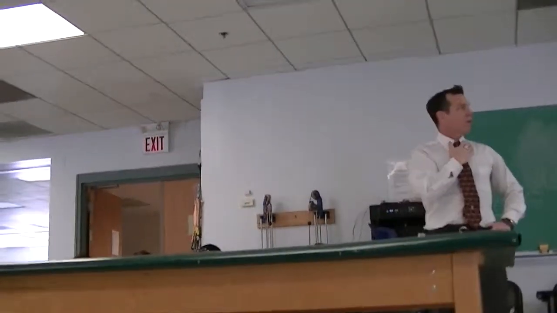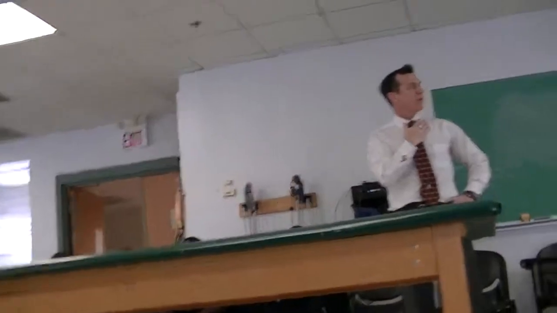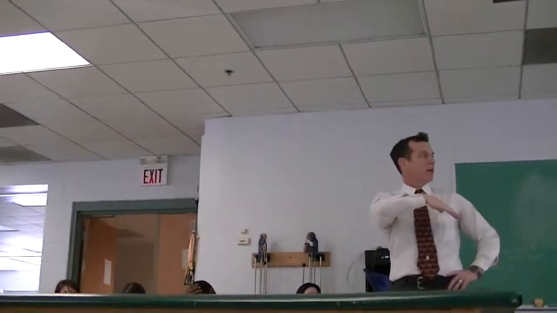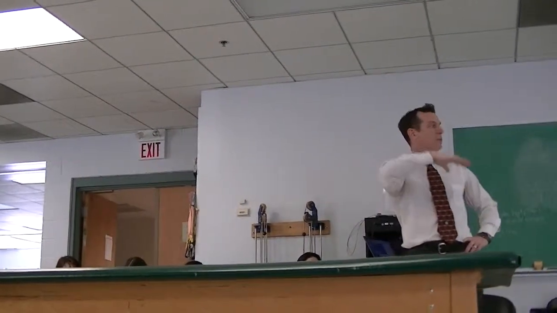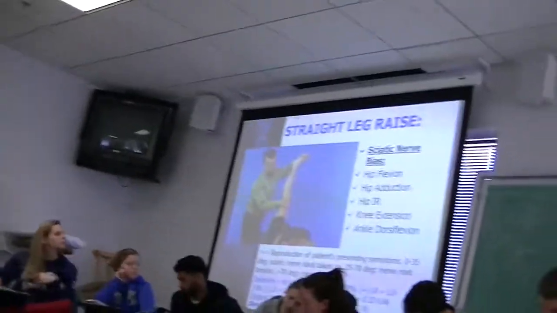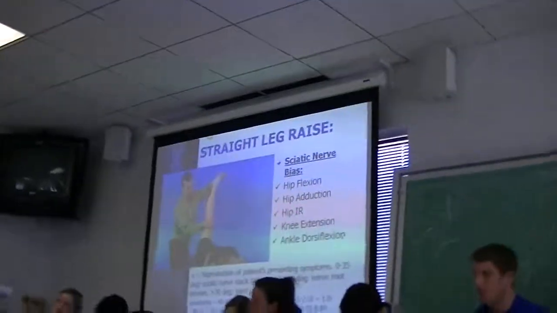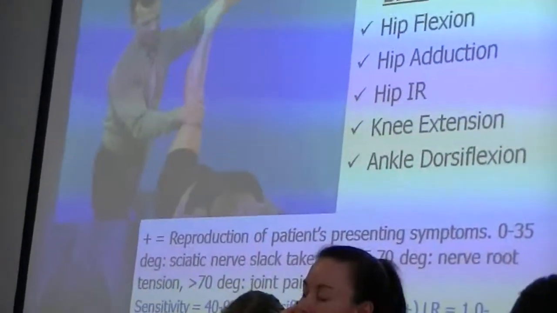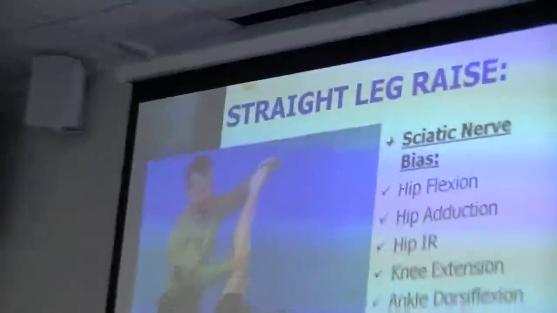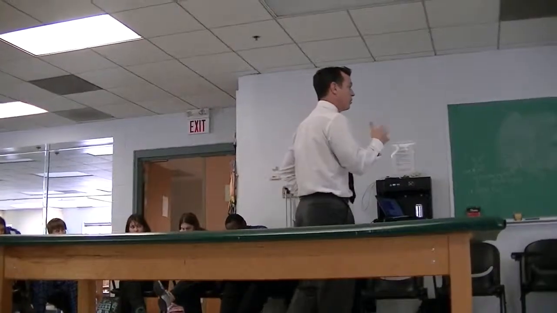Now you can see that I have written there, 0 to 35 degrees. People believe that that's where you're taking up the slack in the sciatic nerve. 35 to 70 degrees is when we put nerve root tension, and beyond 70 degrees we're looking at more joint pain. That is just like a very gross generalization. You can't go to the bank on that. But most people with a sciatic nerve issue that are positive on this test will be positive in that 30-degree range, typically.